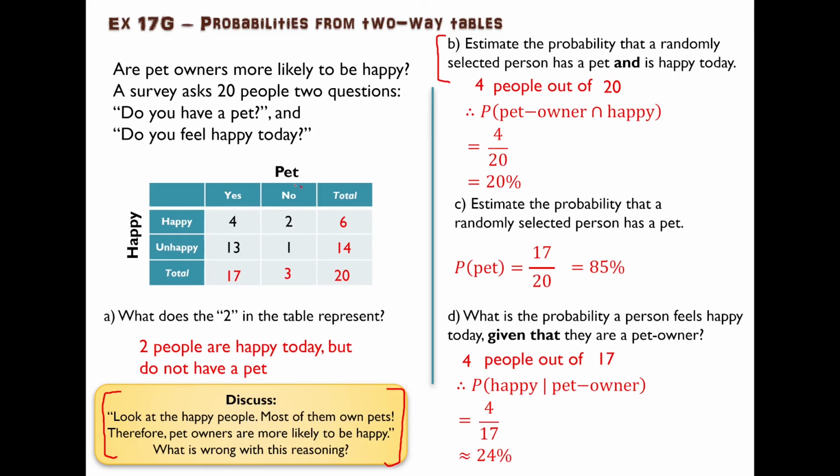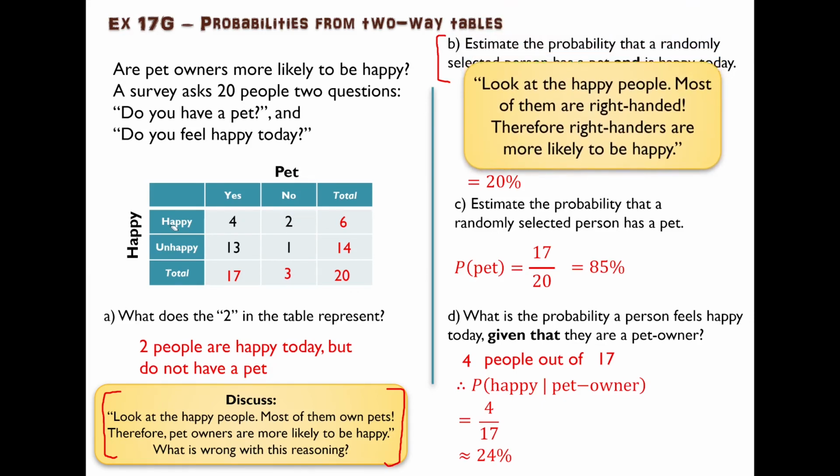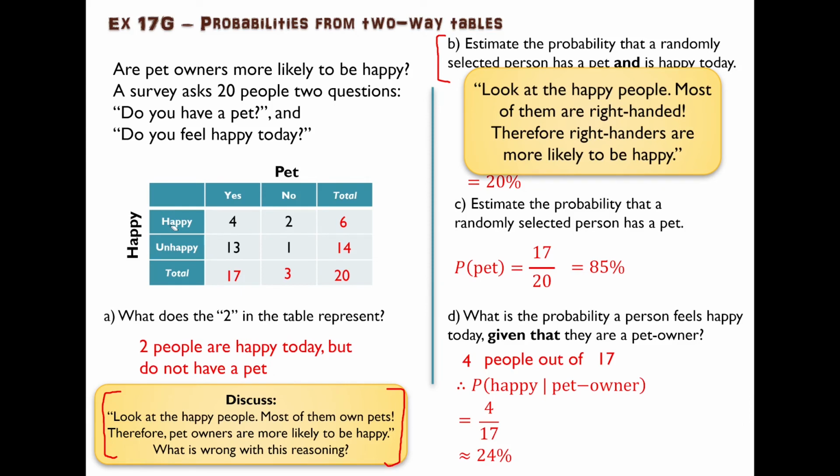Whereas the people who don't have pets, look at them. Most of the people who don't have pets are happy. 2/3 of people who don't have pets are happy. There is a name for this. It's called the base rate fallacy. I find it really interesting. As an analogy, look at this. Look at the happy people. Most of them are right-handed. Therefore, right-handers are more likely to be happy. No, that doesn't follow.